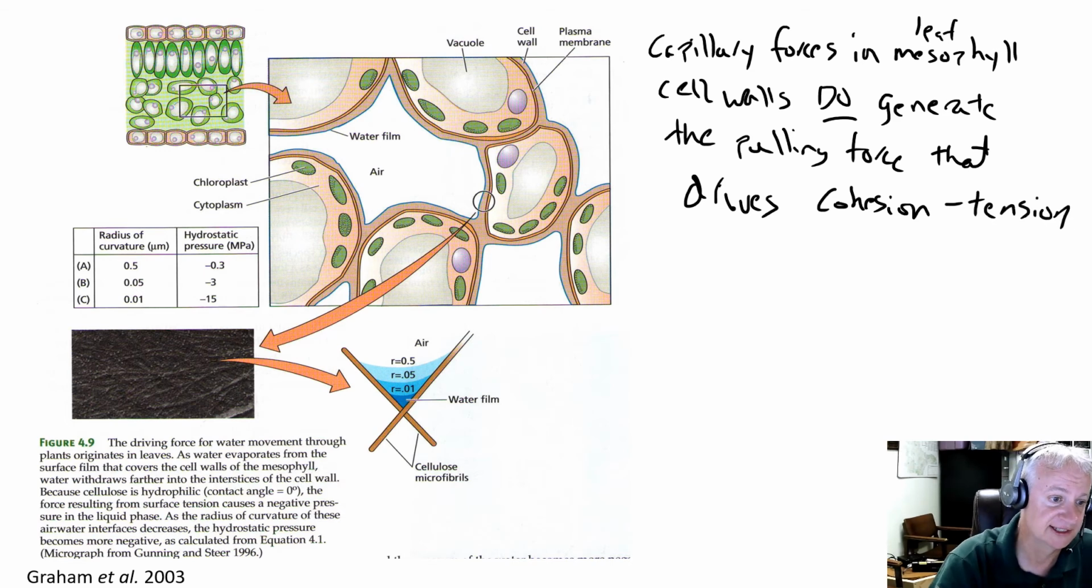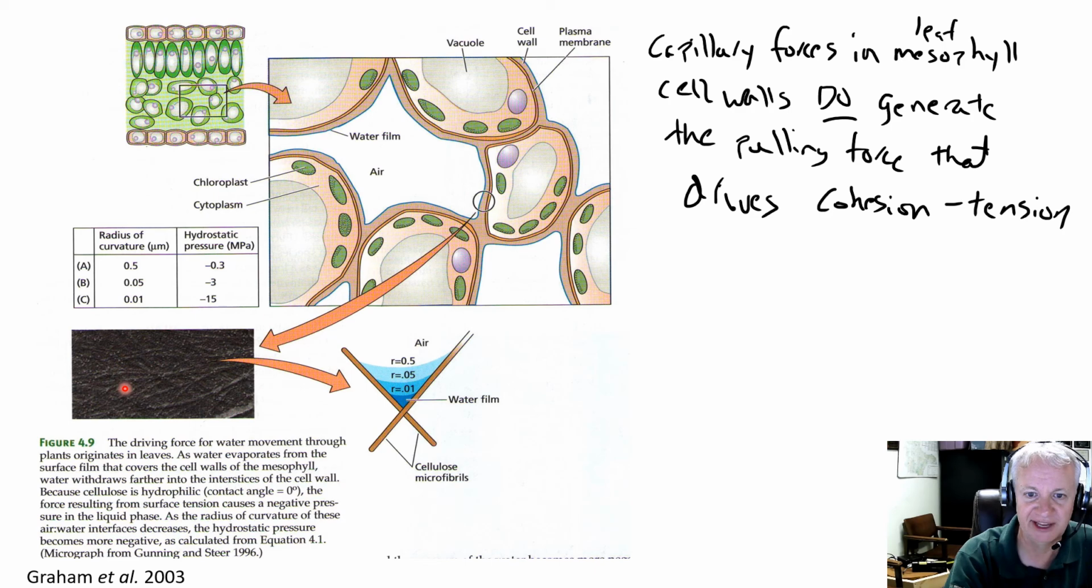And here's how it works. This is a great diagram from the Graham et al. Plant Phys book. This is a cross section of a leaf, and we're going to zoom in really close. We're going to zoom in on some mesophyll cells. Each of these is a mesophyll cell with the intercellular spaces of the leaf. Now we're going to zoom in even further, just on the cell wall of one mesophyll cell.